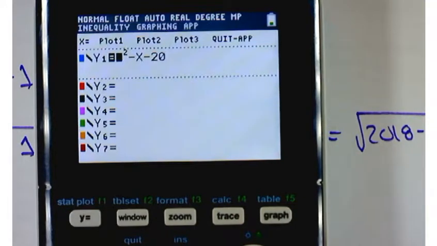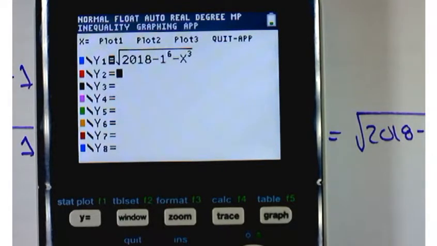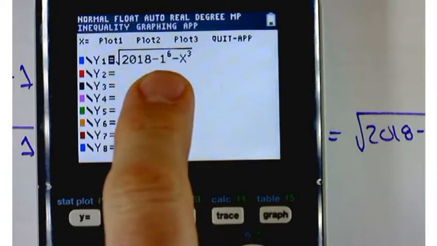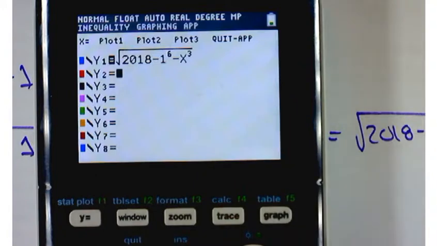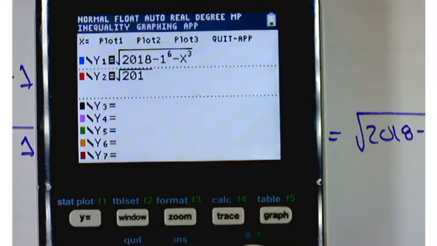All right. So let's put in those expressions. It would be the square root of 2018 minus 1 minus, now I'm just going to use x to the third. So x raised to the third. And I'm going to put in 2 more expressions like that. I'm going to put in the same expression except minus 2 to the 6, and the same expression except minus 3 to the 6. So there, 2018 minus 2 to the 6 minus x cubed.